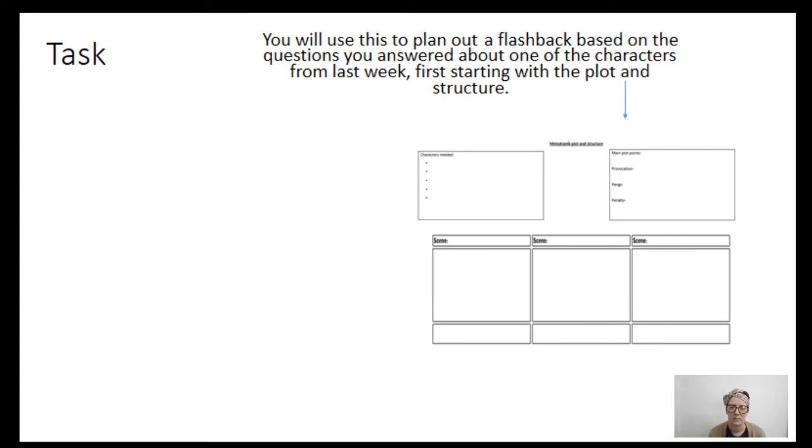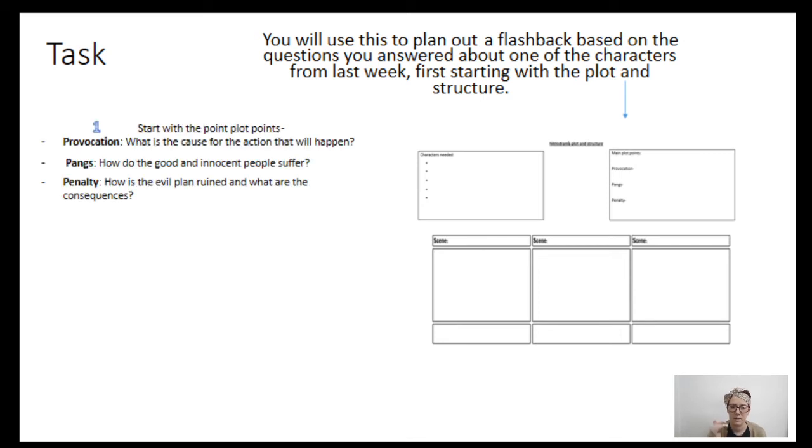So use this to plan out a flashback based on the questions you answered about one of the characters from last week. So first starting with the plot and structure. So whichever character you chose and answered questions to, you're now creating a flashback that will link to the wider context of the basic plotline. Task 1 for this then, start with the plot points.